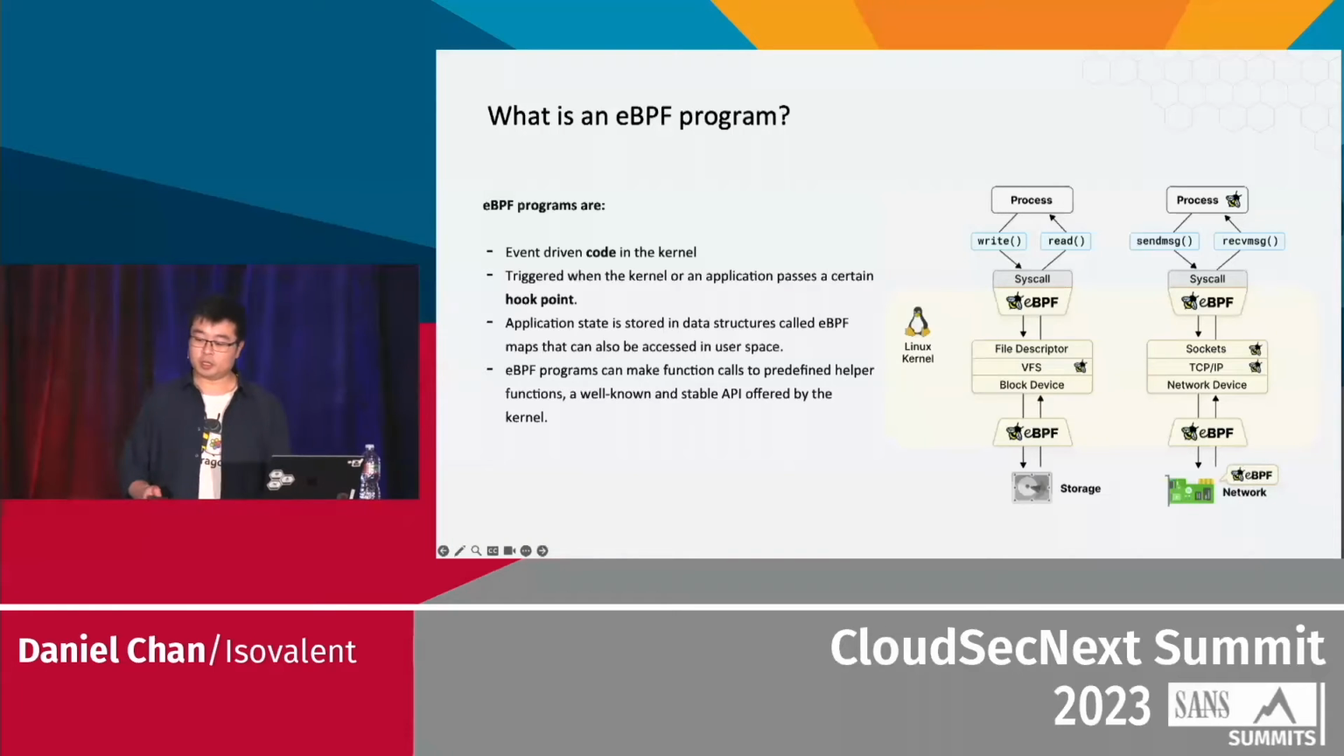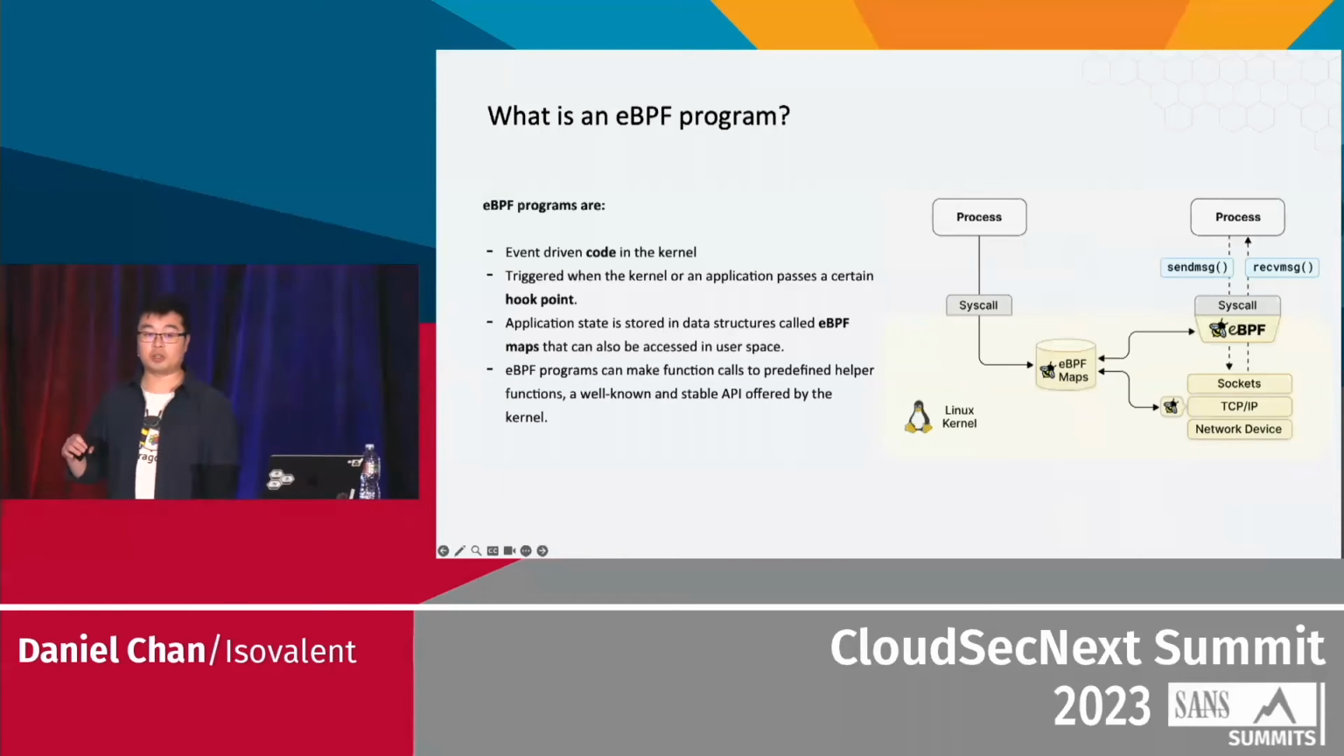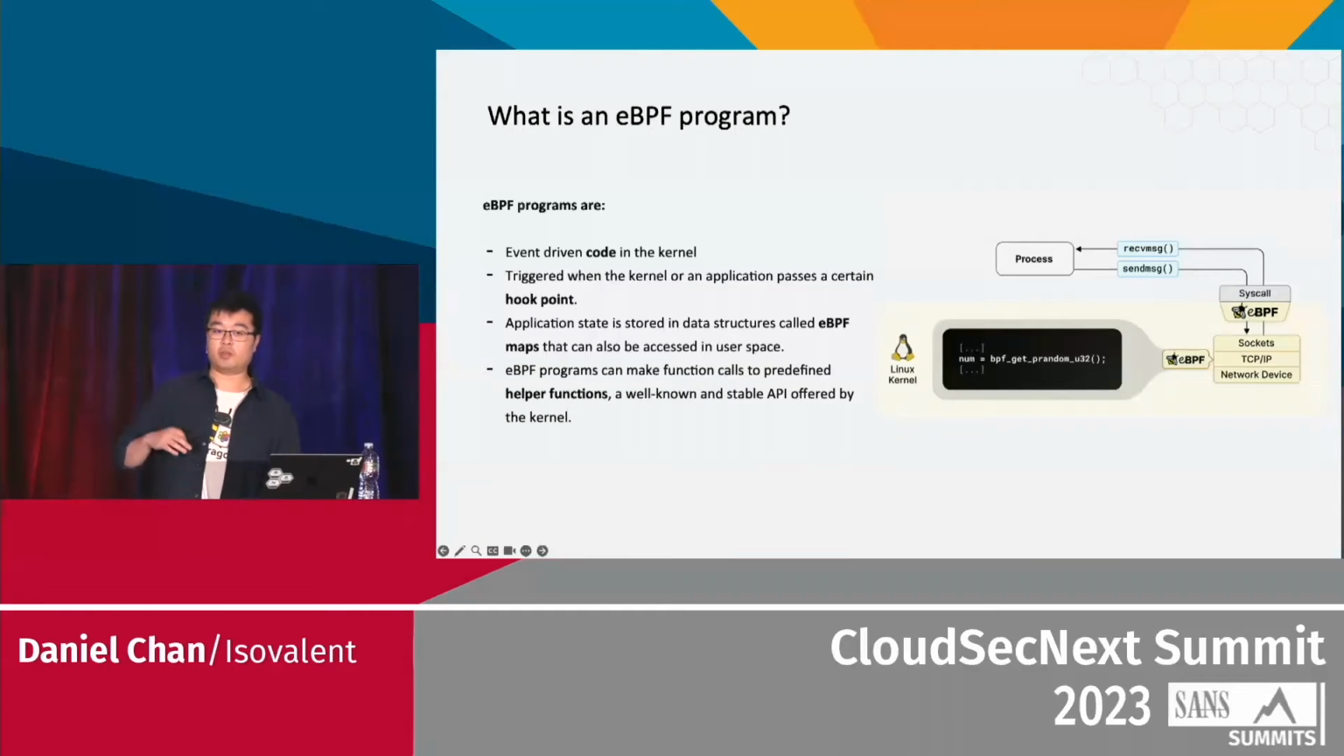Application state gets stored in data structures called eBPF maps. And eBPF programs can make function calls to predefined helper functions. These helper functions can do basic things like generate random numbers and get the current time. They can also help us grab values from our eBPF map. We can get the process information, we can get cgroup context, we can manipulate network packets, and we can even manipulate forwarding logic with these helper functions.